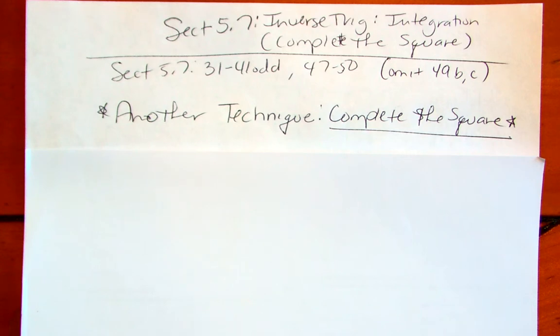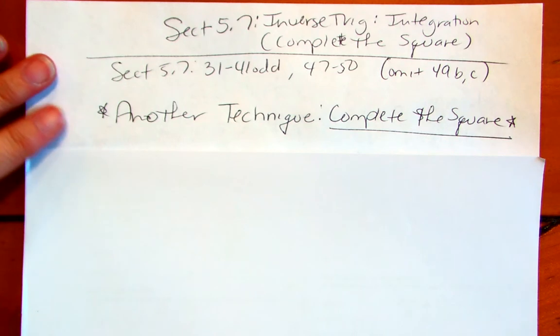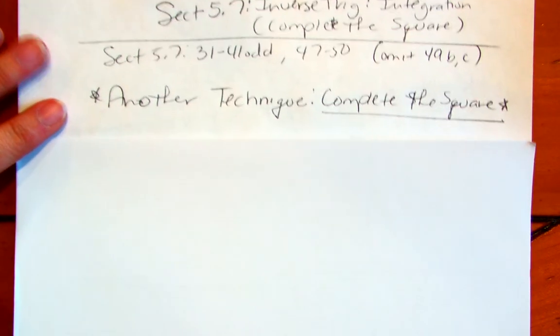So on my inverse trig, my arc sine, arc tangent, arc cosine, etc., we're going to need another technique in order to do those, completing the square. And you will see that in these two examples.